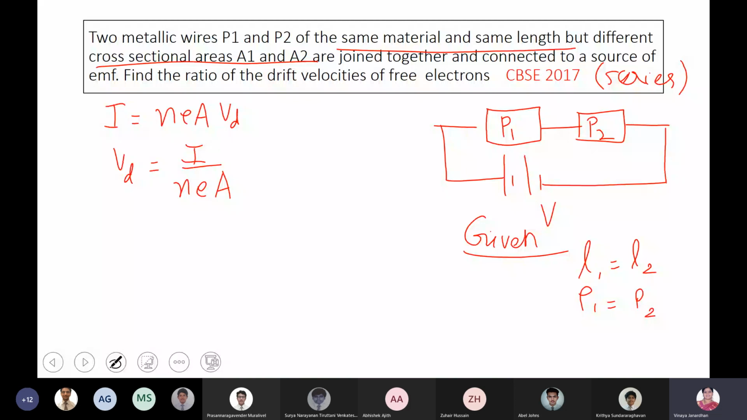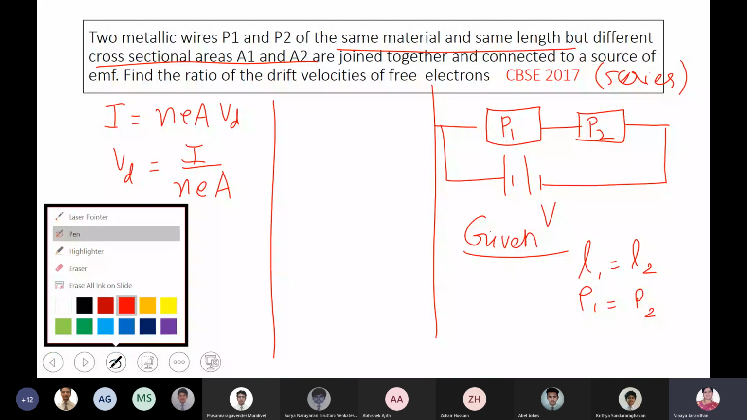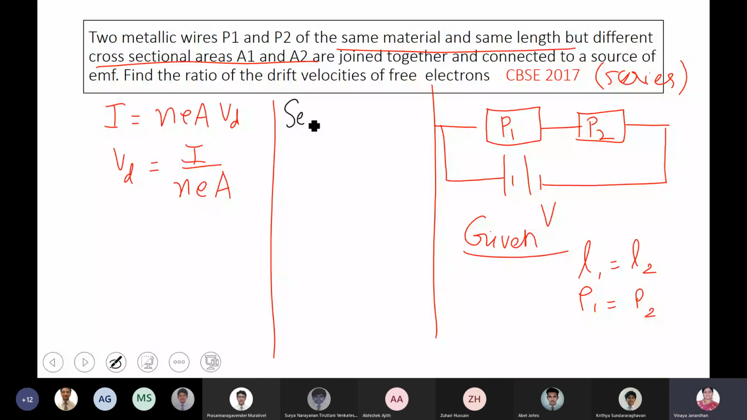Okay? The question is, find the ratio of the drift velocities. So first, in such numericals, you have to write what is being given and what is being asked. It is drift velocity, connection is series. If it would have been parallel, we'd have to go for a different formula, right? Now you have to write, look at this, series connection. So current is the same. So I is the same, right, boys? Because you should know why these quantities are the same.